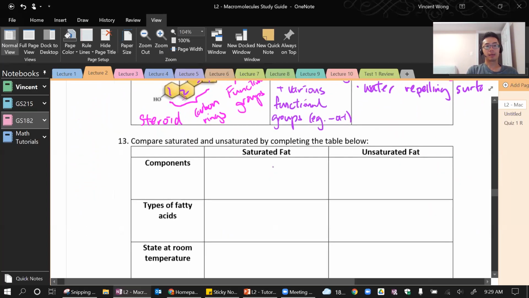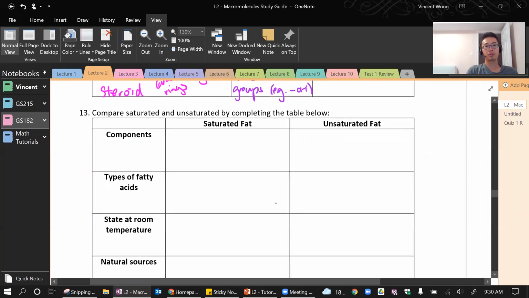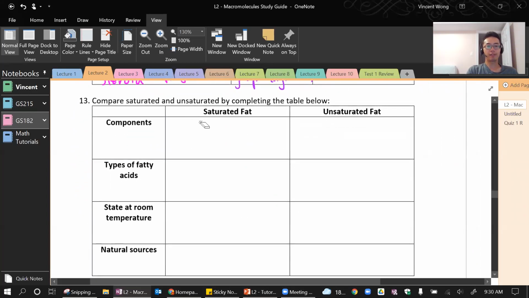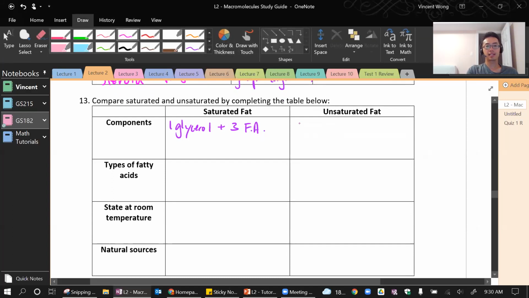Moving on. Compare saturated and unsaturated fats by completing the table below. Saturated fat: we would have one glycerol plus three fatty acids, just like before. Unsaturated fat is exactly the same. You would have one glycerol and three fatty acids. And a fatty acid is that long zigzag thing. And the zigzag is just a bunch of carbons.